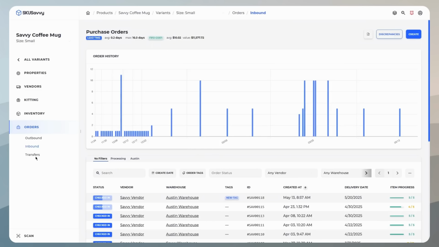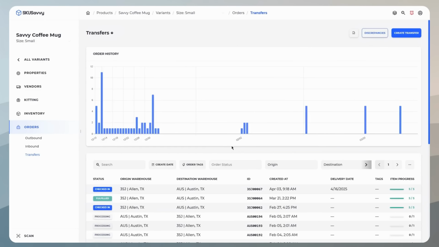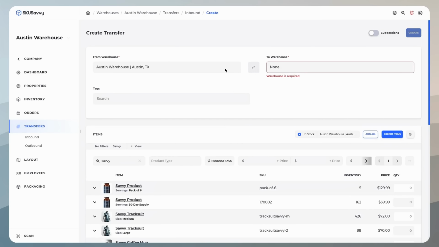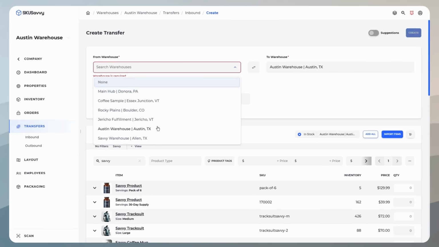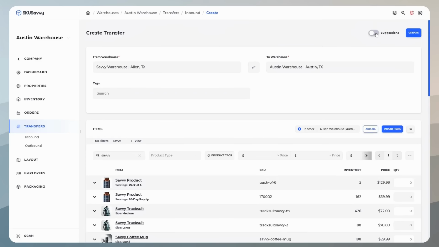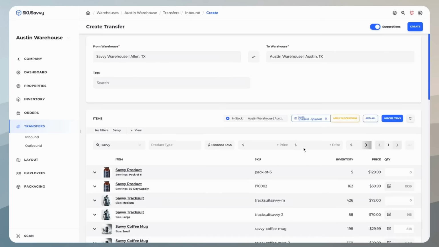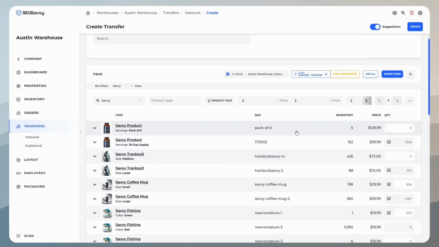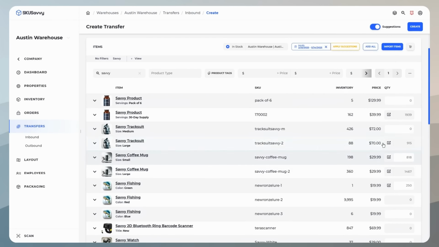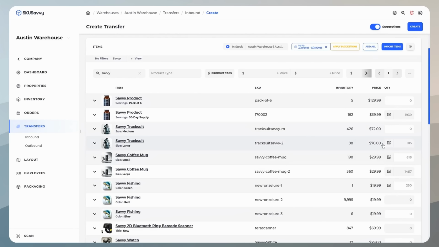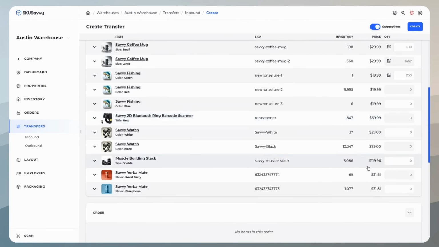Now, you can also use this same exact feature type on transfers. So if we go into the transfer here, we'll create this and we're going to go from our Savvy warehouse over to the Austin warehouse. And again, we'll turn on the suggestions. So we have an applied sales date range here that we're looking at. And of course, this is also giving us a suggestion for the quantities that we should be adding to this transfer so that the receiving side of the transfer will have all of its stock that is needed.